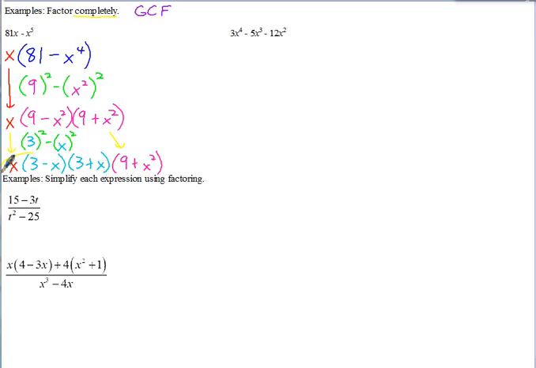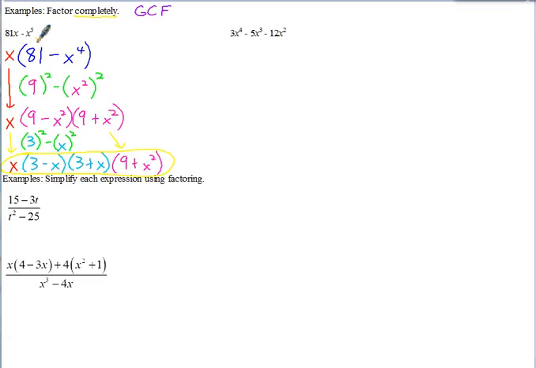There's no more factoring we can do at this point. And if you were to multiply those all back together and combine like terms, you would get back 81x minus x to the fifth. Okay. So the factors are all the things that multiply to give you the original polynomial. All right, let's take a look at another one.